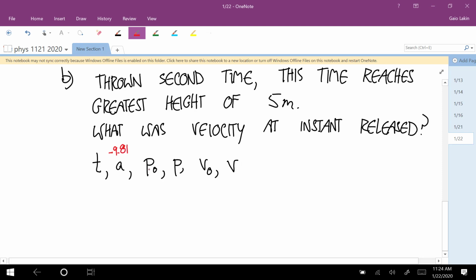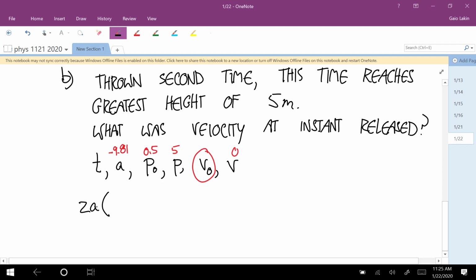This time we don't know the initial position. We do know the final position is positive 5. No, I messed that up too. We do know the initial position is still 0.5. It's the velocity that we're trying to figure out at time equals 0. So this is what we're looking for. And when it gets to the highest point, we still know that the velocity is 0. And so it's the same equation that's going to be useful here.